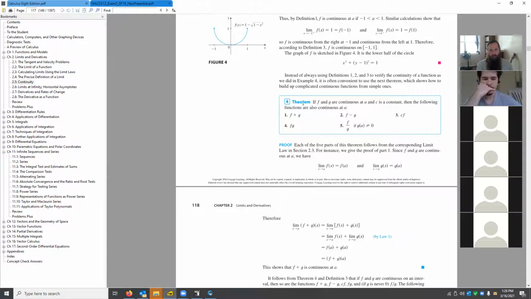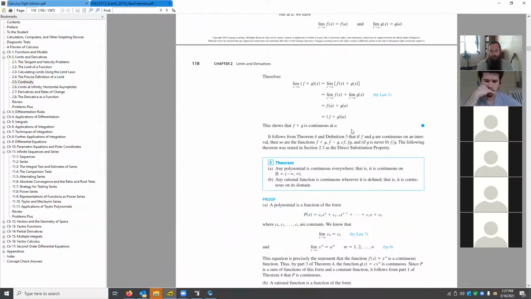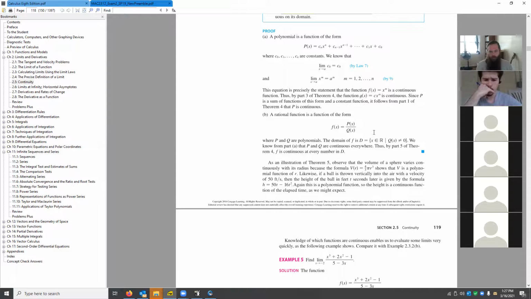Here's some big stuff. If f and g are continuous and c is a constant, then the following are also continuous. Add two continuous functions, the result is continuous. Subtract two continuous functions, the result is continuous. Multiply a continuous function by a constant, the result is continuous. Multiply any two continuous functions, the result is continuous. Divide any two continuous functions, and the result is continuous. It gets better. Polynomials are always continuous everywhere. Rational functions are continuous everywhere the bottom isn't 0, everywhere they're defined.